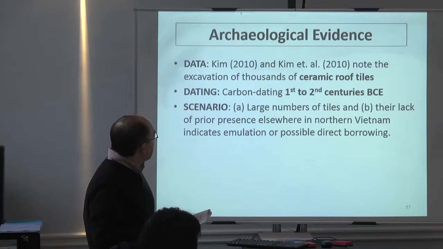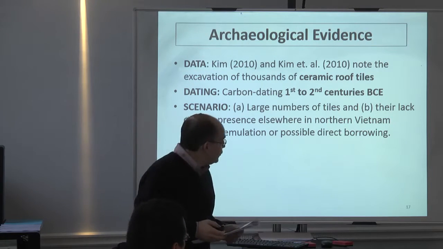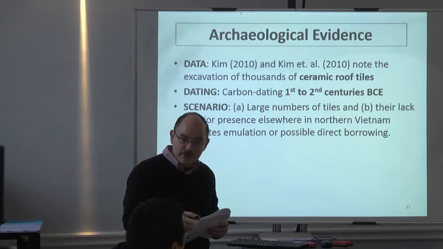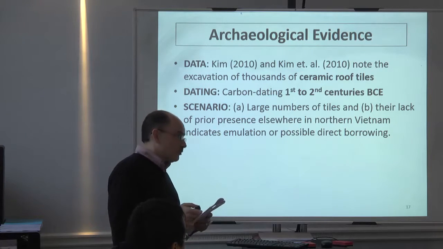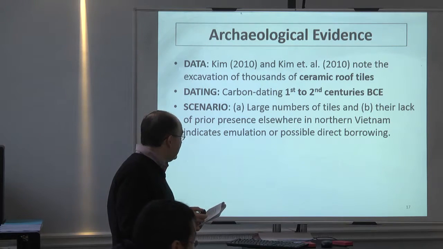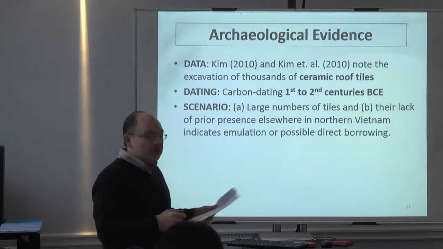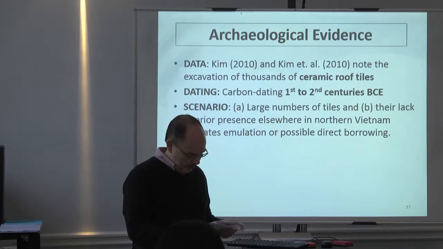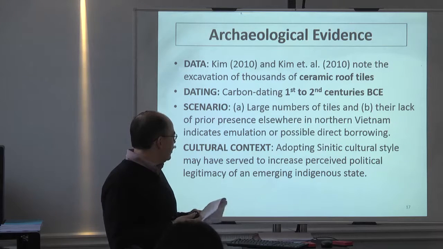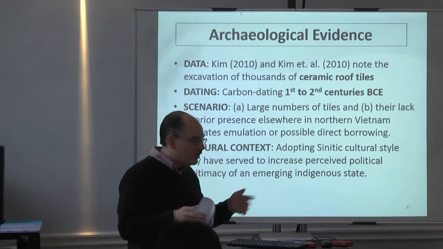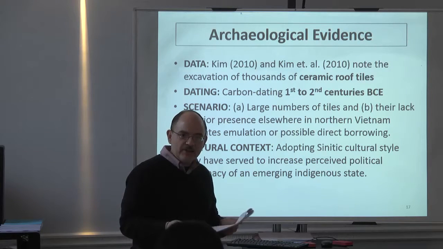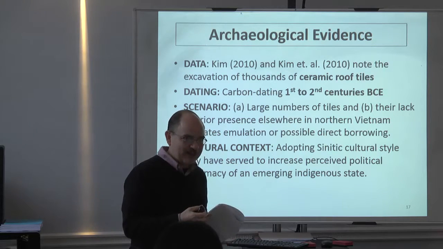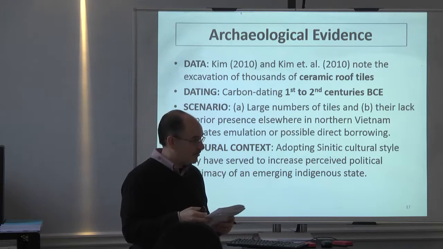Archaeological evidence: a recent study found thousands of ceramic roof styles dating to this earlier period. This is much earlier. This is not the first century CE, or really even the second century BCE. Large numbers of tiles, they don't appear elsewhere. It's all in this concentrated period at the Kolaw site that I mentioned before. Okay. Context of increasing political status and legitimacy in this emerging state. Fine. No Chinese characters on the tiles, though. But it's evidently a Chinese style, so modeling of them.